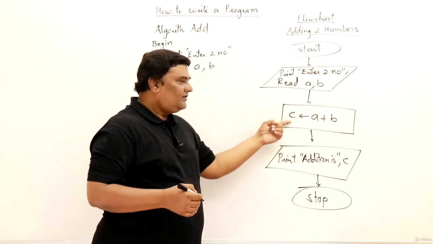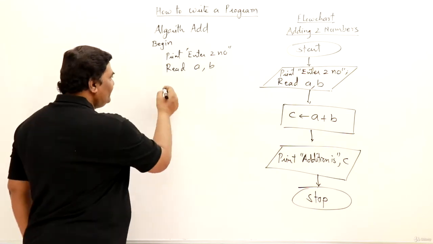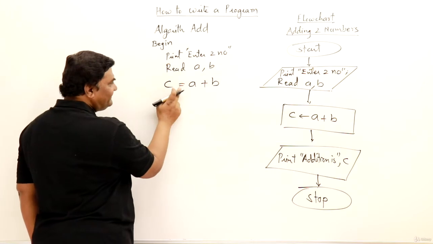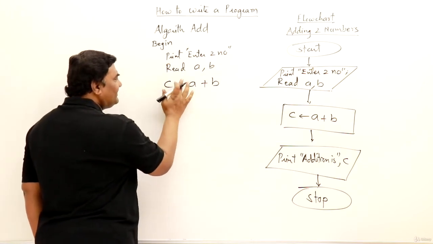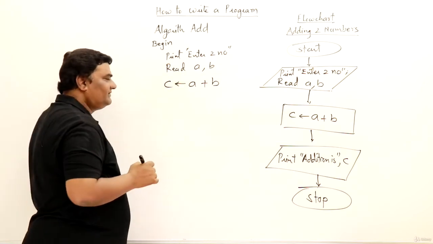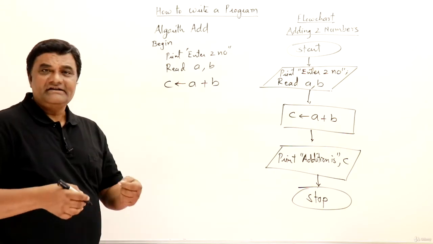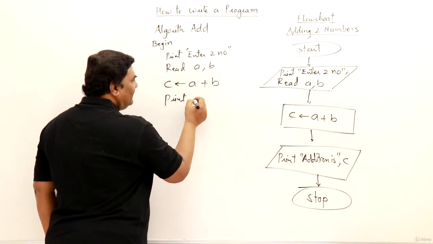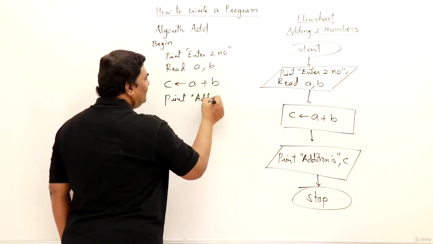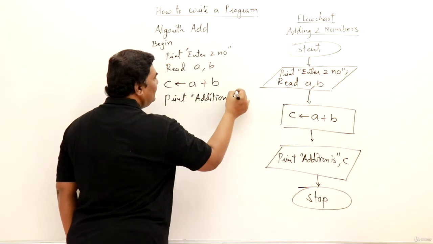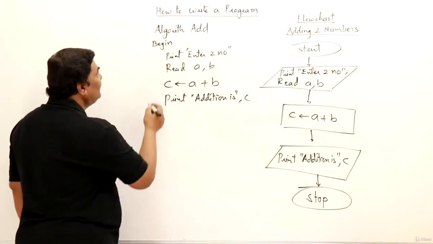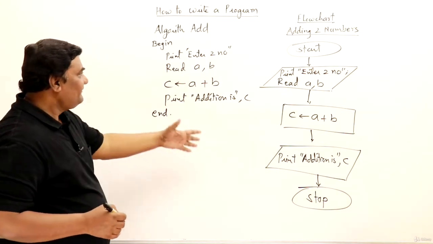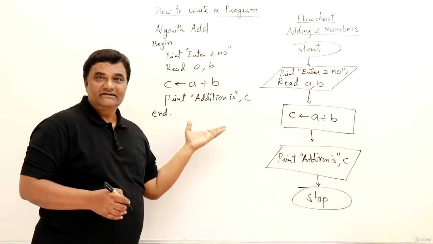This is over. Now the next step is processing. So C is assigned with A plus B. I am writing this as an assignment. Don't read it as equal to. Otherwise, write an arrow like this. Now the next step is printing: addition of numbers is so and so. So print addition is C. So this is the result, and this is the end of our algorithm. So those steps I have combined and written as an algorithm.